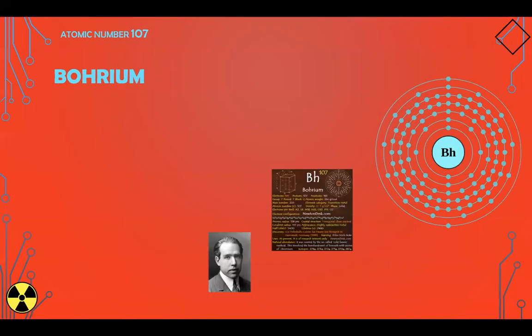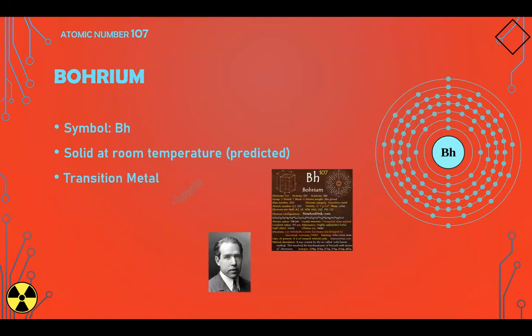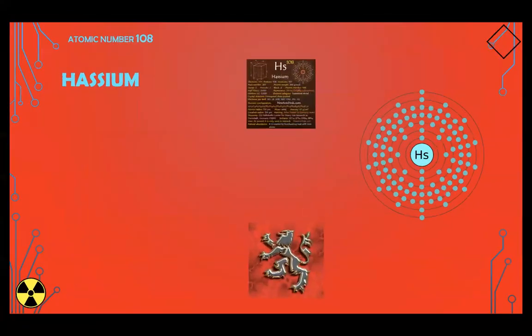Bohrium, again named after a dead scientist. Bohrium's symbol is Bh. It is a solid at room temperature, at least that's what's predicted of it. It's a transition metal. Bohrium is radioactive. It's synthetic, named after Niels Bohr, a very famous physicist who made plentiful discoveries related to atoms.